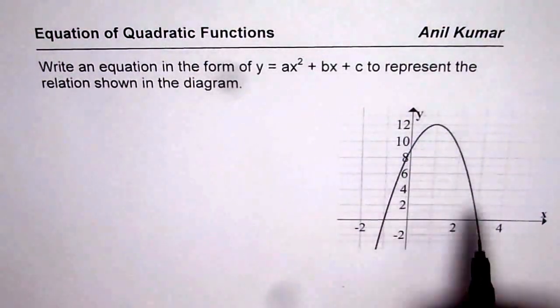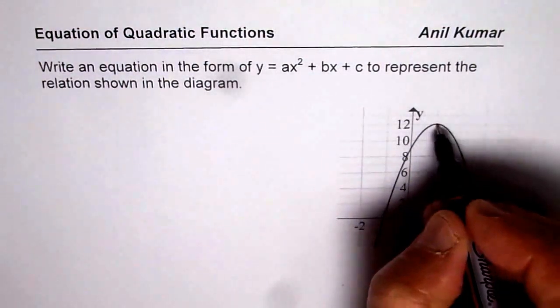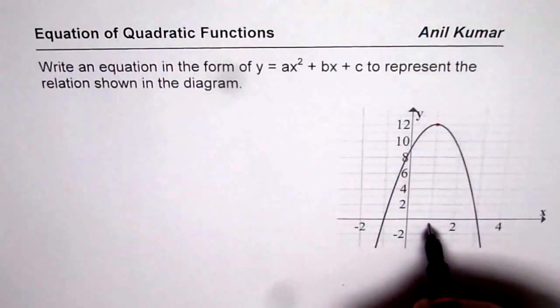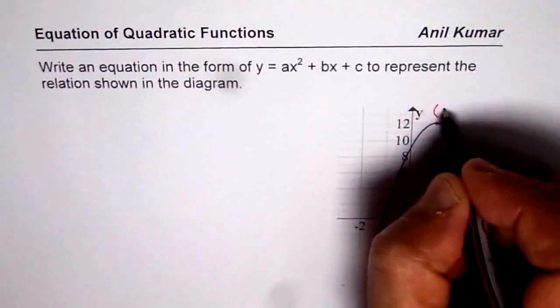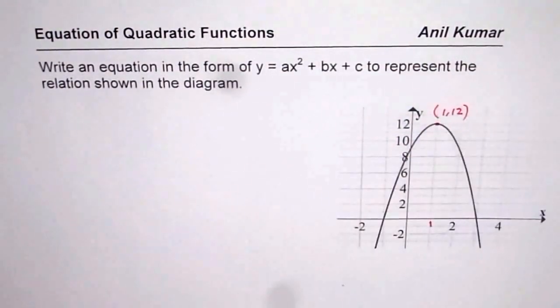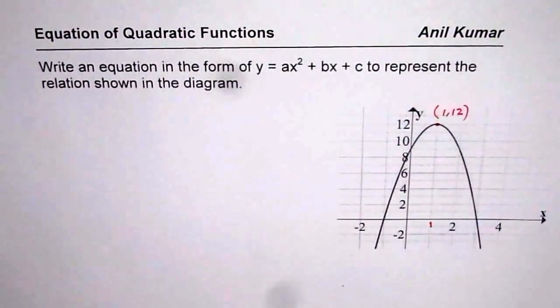We are given a parabola which has a vertex at (1, 12). So what we know here is this point, the vertex, is (1, 12). That is critical to find the equation of the parabola.